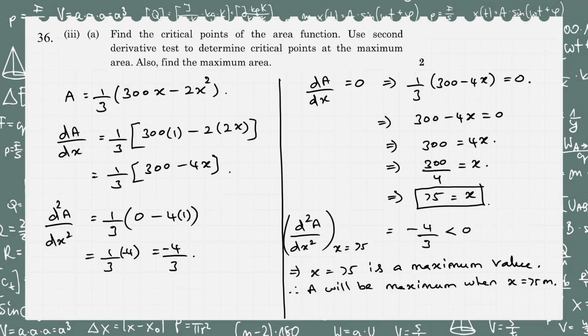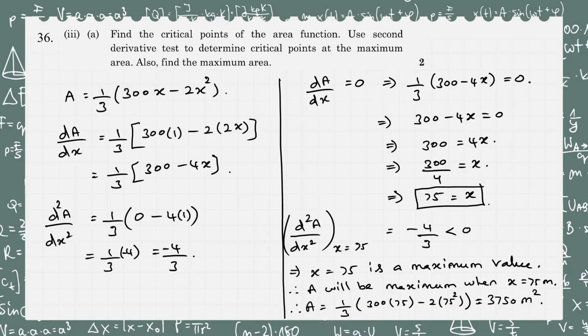And also, they are asking for the maximum area of the solar panel. So the maximum area will be equal to 1 by 3 into (300 into 75 minus 2 times 75 square), by putting x equal to 75 in the value of the area. So this will give you 3750 meter square.